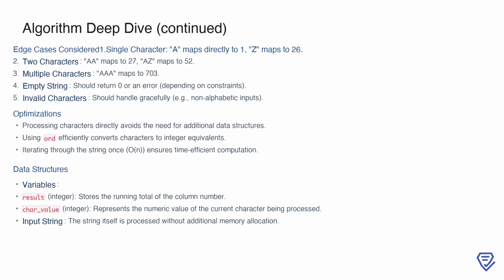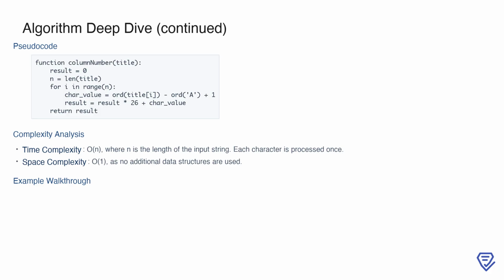The space complexity is O(1), because we only use a few variables for computation, regardless of the input size. The pseudocode for this solution is straightforward. We define a function that takes the column title as input. Inside the function, we initialize result to 0 and determine the length of the input string.